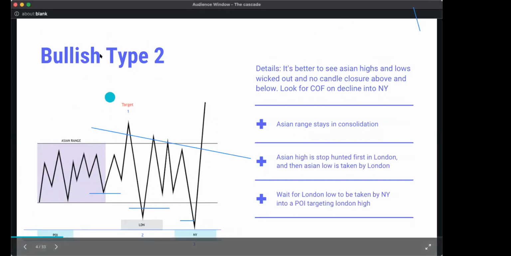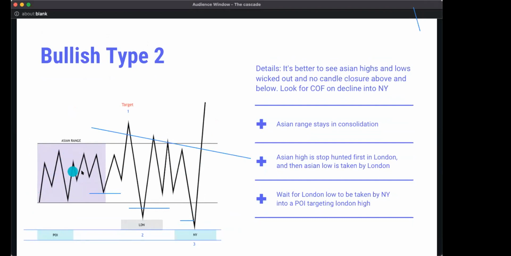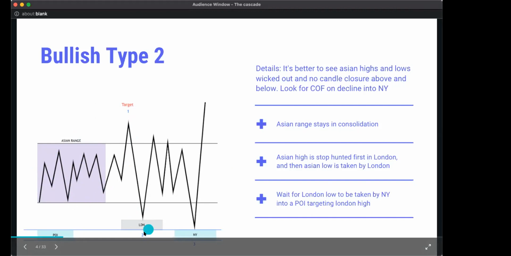So here we have a bullish type 2. It's basically the Asian range. In this scenario, we get a stop hunt of the Asian range high first, and then a stop hunt of the Asian range low. Typically, it's going to run to some sort of POI. It's going to almost hit a POI in London, which becomes this inducement, so the London low will be induced. We'll get a retracement back down into New York, into this POI to the left.